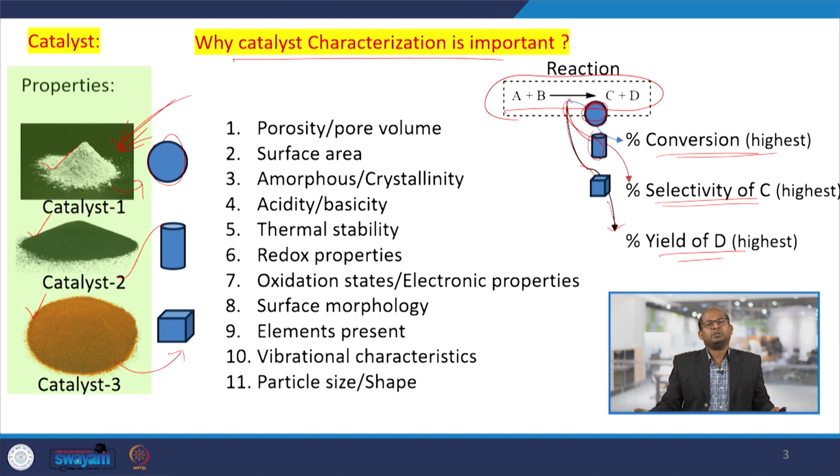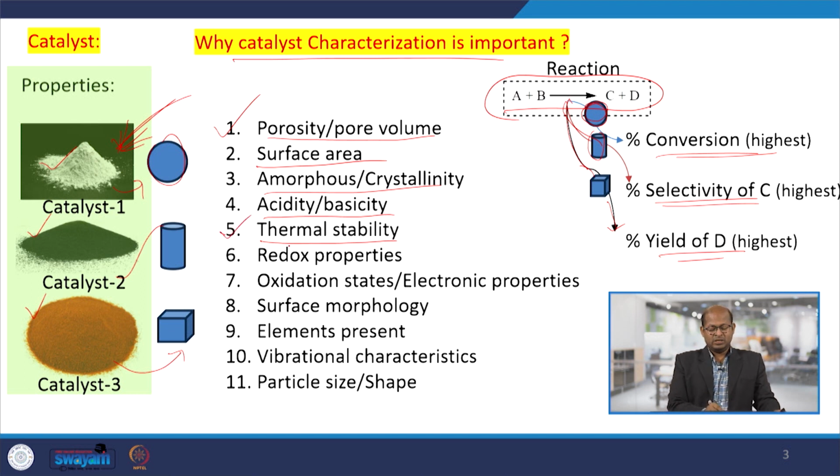That is why, when we choose a catalyst for a particular reaction, many things we have to check: the cost of the catalyst, activity, performance and stability of the catalyst. So, when we choose a catalyst, these are the things: porosity of the catalyst, pore volume, surface area, and whether the catalyst is amorphous or crystalline in nature. Also acidity or basicity, the acidic or basic nature of the properties of the metals or the catalyst we have synthesized.